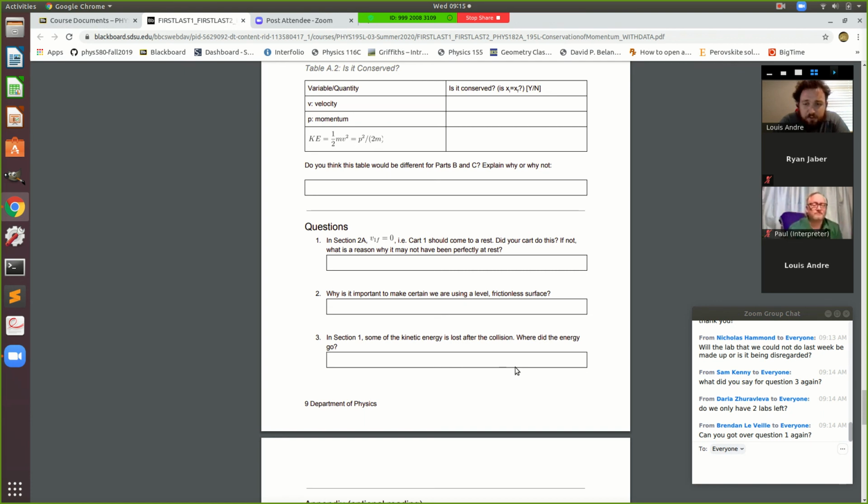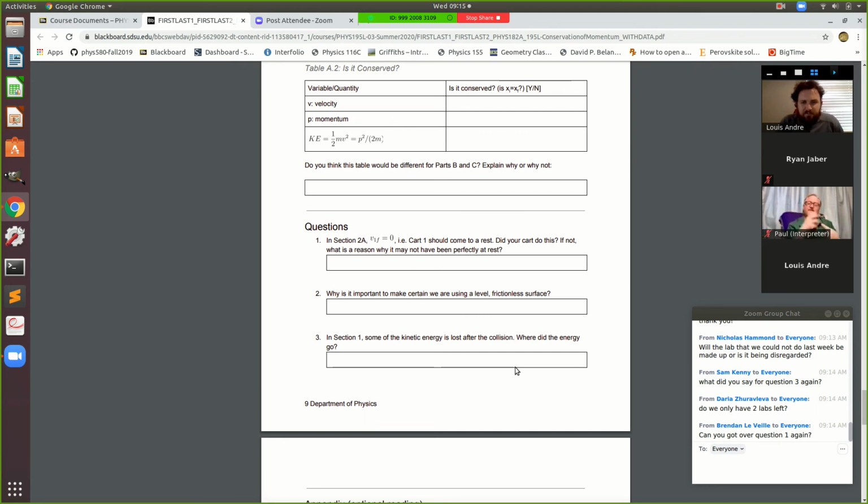Okay, question 3. Where did the energy go? The kinetic energy was definitely not conserved. The energy went into sound. If you were actually there and you'd hear these carts collide, you'd hear a collision. The only way that you can hear a collision is if some energy was put into vibration of the atmosphere, which you then picked up with your eardrums, with the little hairs in your inner ear. But energy was lost to heat and sound is the short answer.